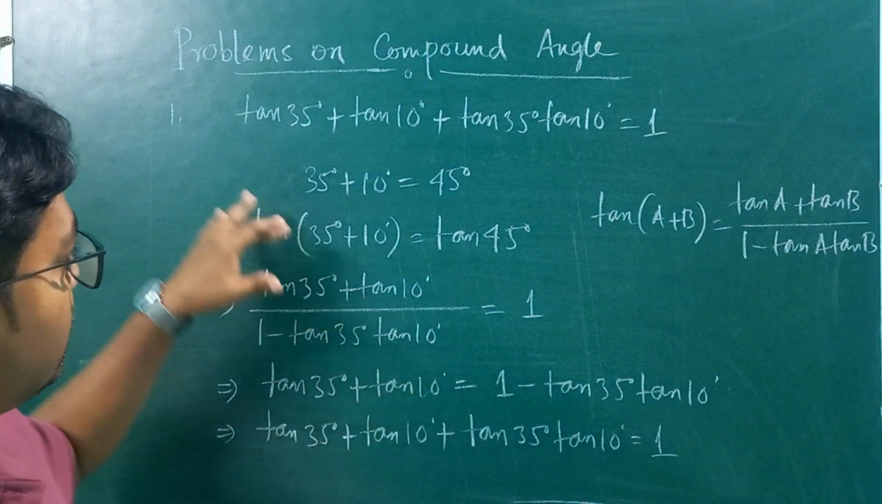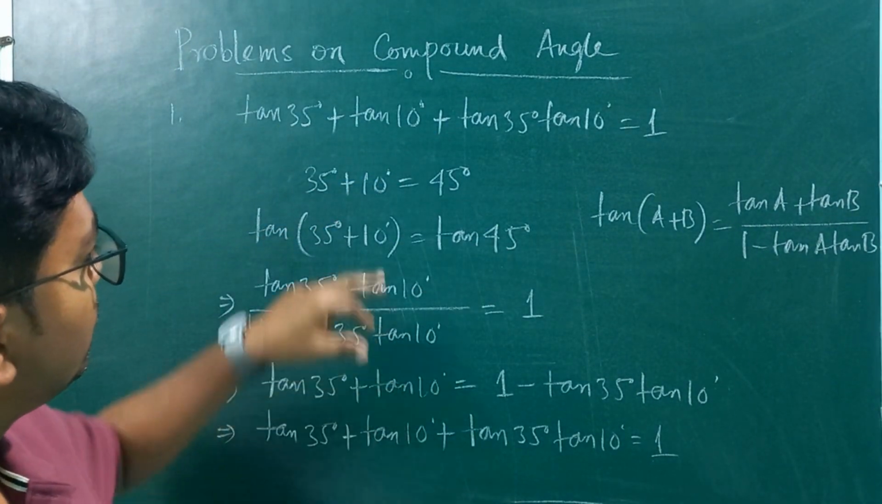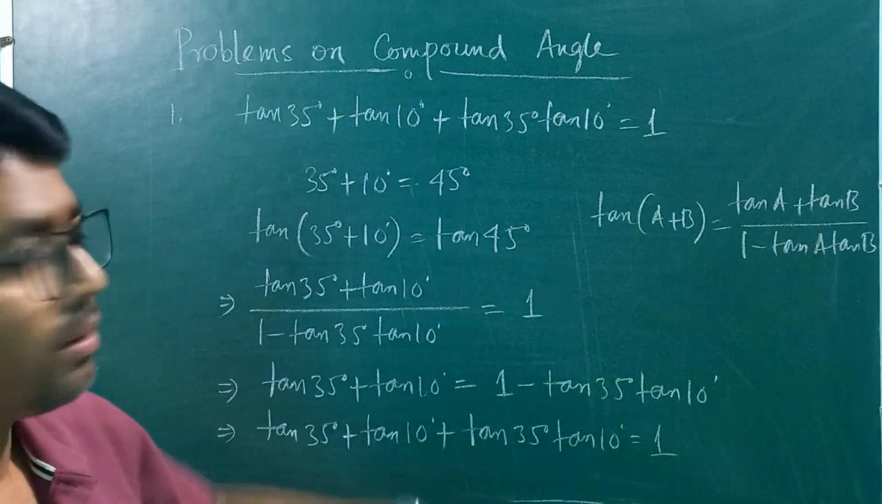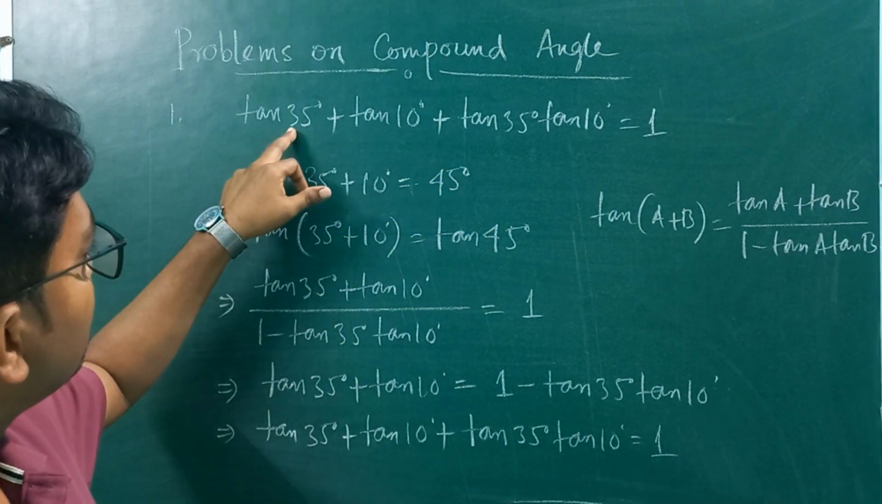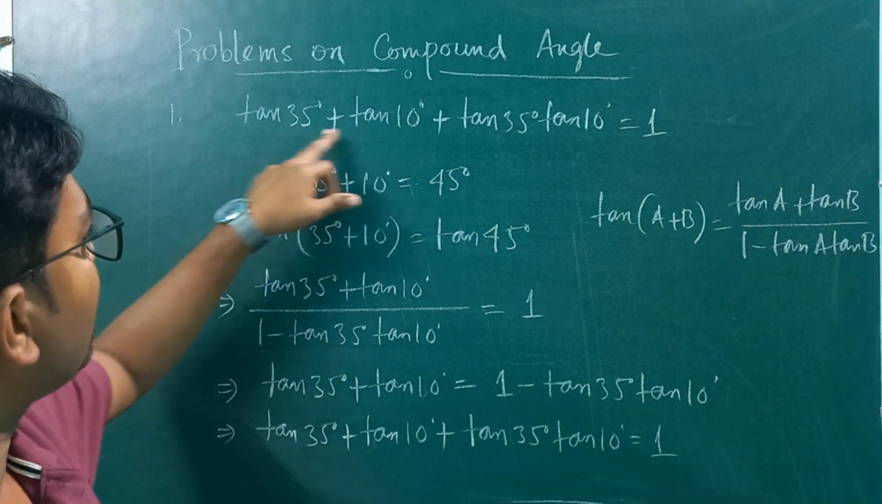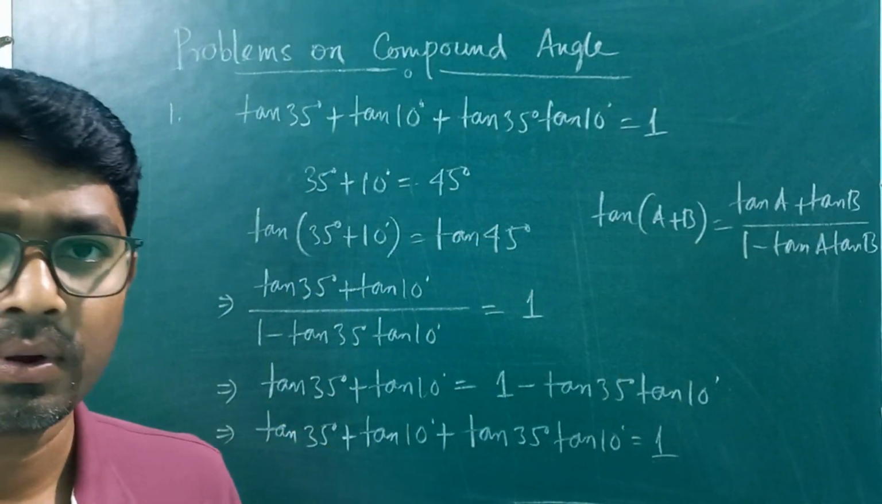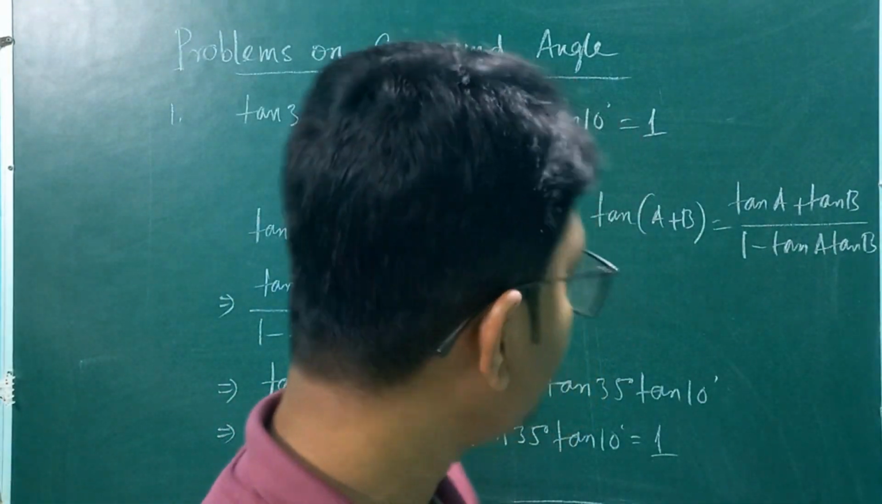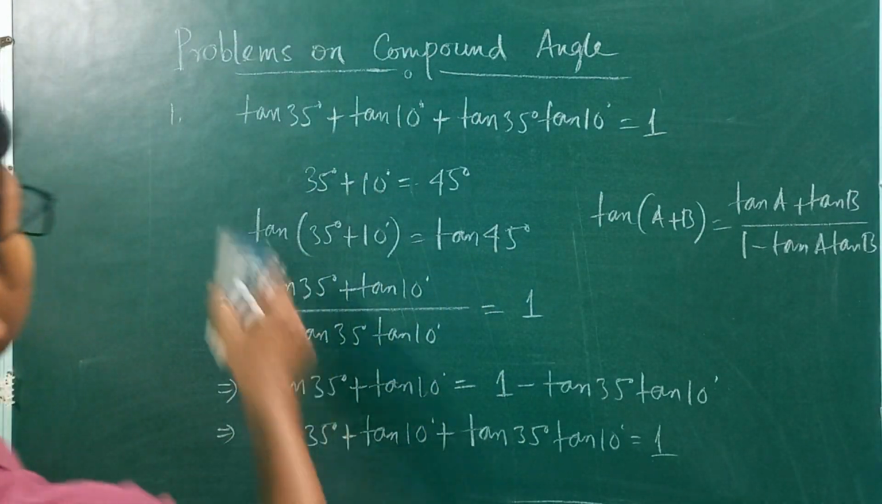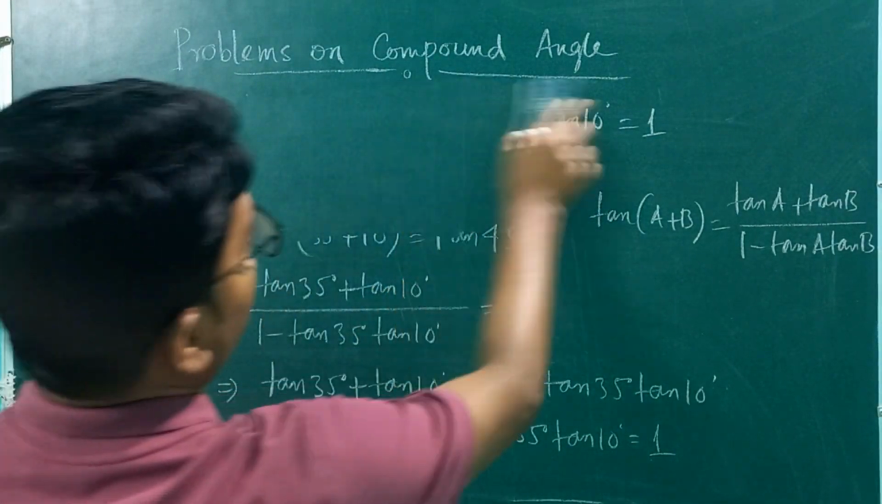So we approached the problem with a standard angle from the observation that the sum of the given angles is 45 degree. So this is our first problem. Now we will do a similar type of problem. Number 2 is this type of problem.